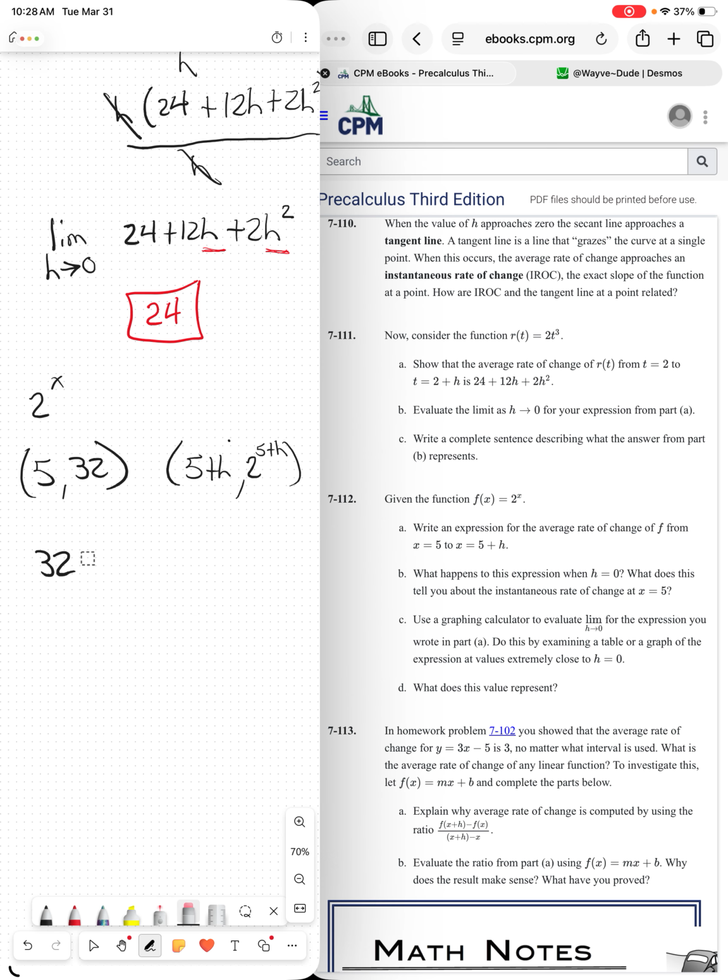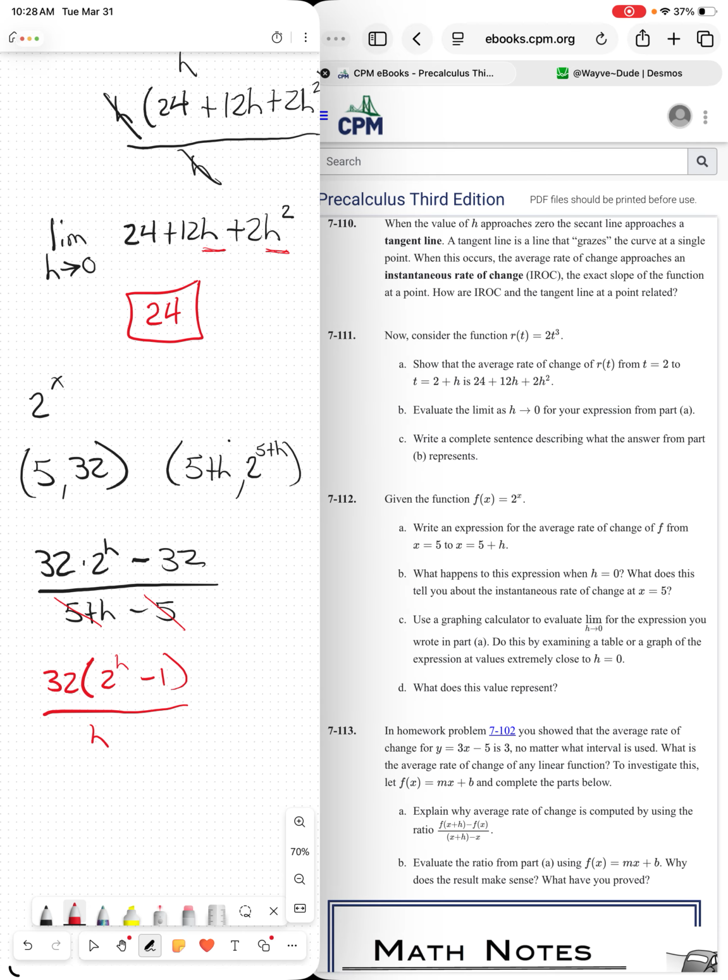times 2 to the h minus 32 over 5 plus h minus 5. So obviously the 5s cancel. The 32s cannot, okay? It does not work that way. You could factor it out, but it doesn't work that way. So say we factored out 32. You're then going to be left with 2 to the h minus 1 all over h.